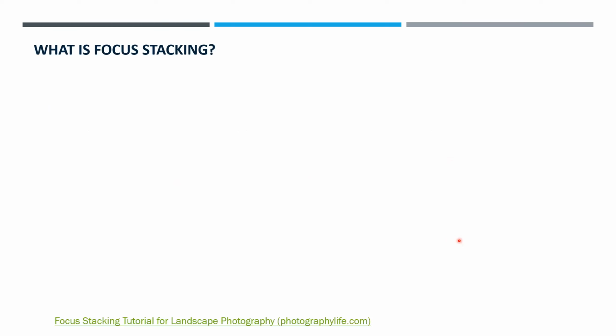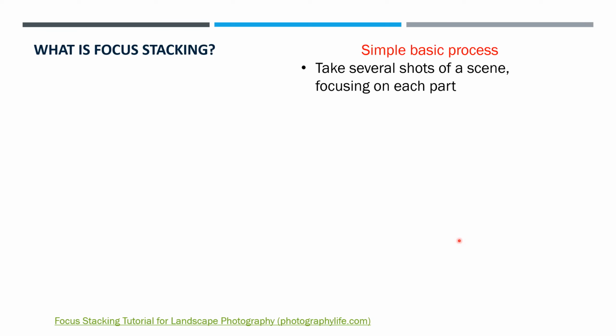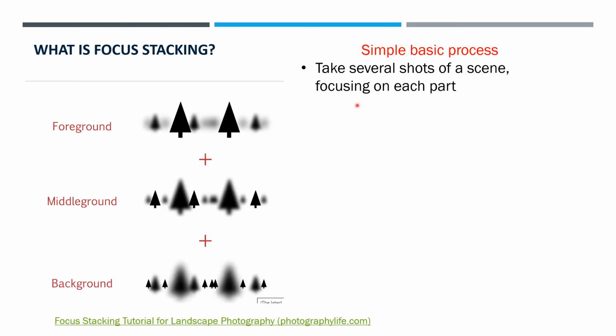Okay, what is focus stacking? We're going to go back and forth and show photos. I have photos of some of these examples that Mario, you brought up. The simple basic process is taking several shots of the scene, focusing on each part. So this is focusing on the foreground, so everything in the foreground is sharp. Your camera is focusing, and this is either manual, or we'll talk about cameras that have built-in focus stacking ability. But if you manually focus on the trees, this is what you're going to see.